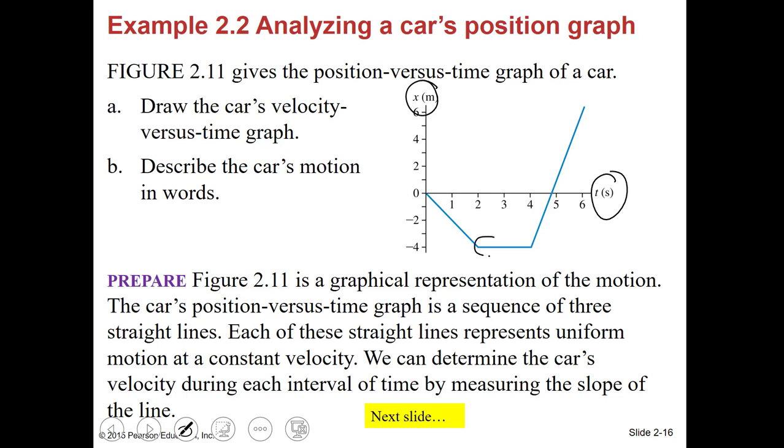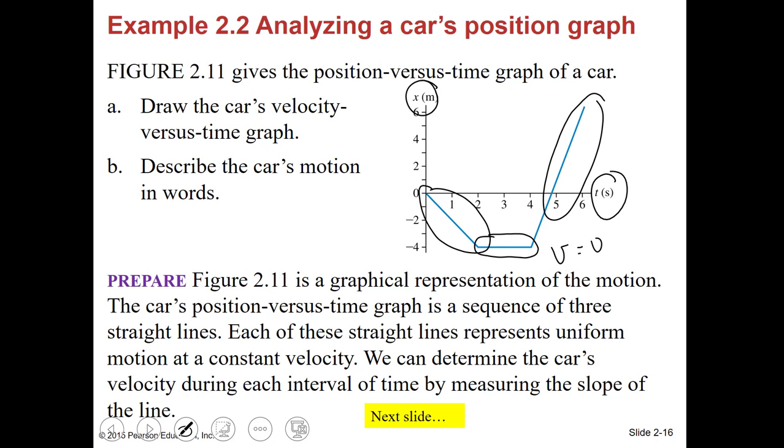In some sense, this is the easiest part. There is no slope. The velocity is 0 here from about 2 to 4 seconds. There is no slope. Velocity 0. The sign of that slope is negative. The sign of this slope is positive. So we have a negative velocity, and then no velocity, and then a positive velocity.